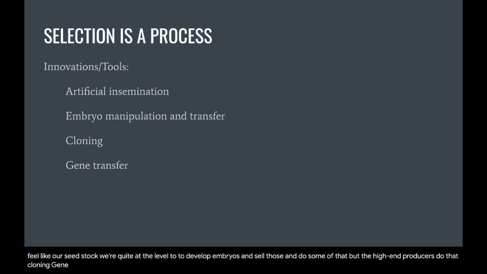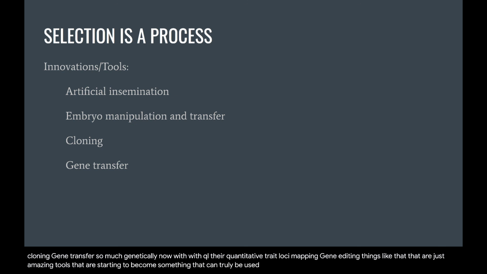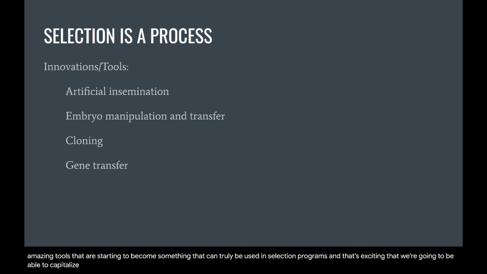Cloning, gene transfer, so much genetically now with QTL, or quantitative trait loci mapping, gene editing, things like that are just amazing tools that are starting to become something that can truly be used in selection programs. And that's exciting that we're going to be able to capitalize on so much new technology from here on. You're going to see some amazing changes in how we do selection of livestock, I think, over the next 5 to 10 years.